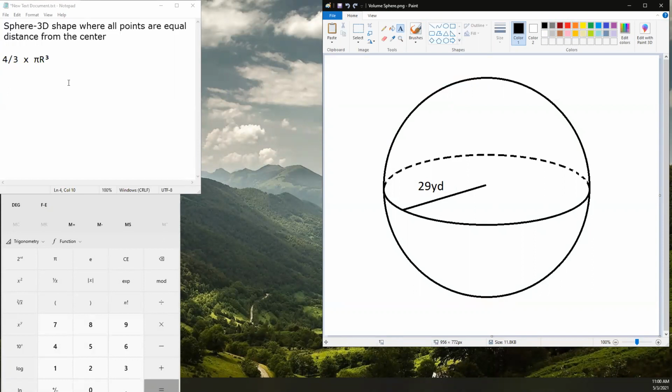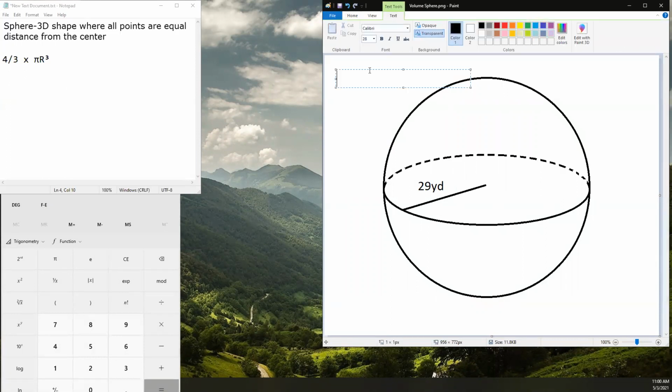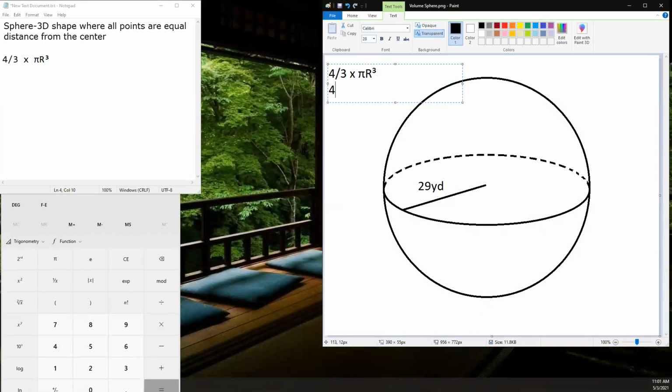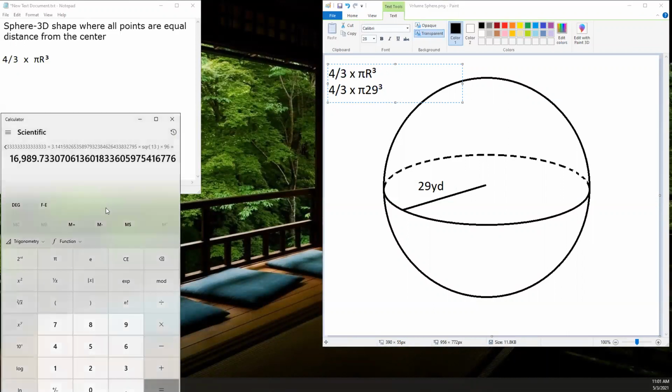But here's a really nice thing about spheres. As you go through this whole equation, you notice there's only one variable. If you know the radius of the sphere, you can find its volume, you can find its surface area, you can find everything. You only need one number. And we have that number because it's right there. So 4 over 3 times pi r cubed. Well, the only number there is r, so 4 over 3 times pi, and then 29 cubed. We'll just plug that into our calculator and be done with this question.